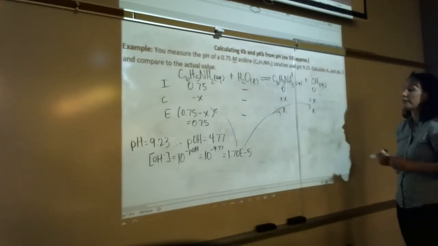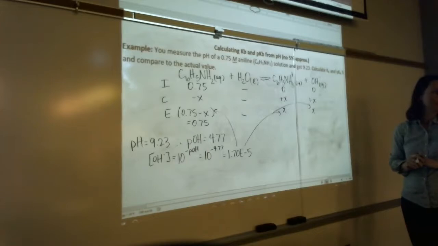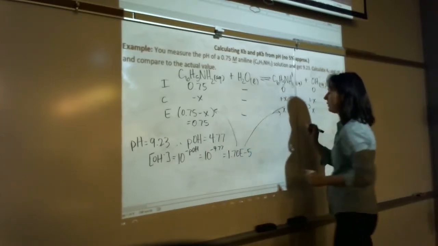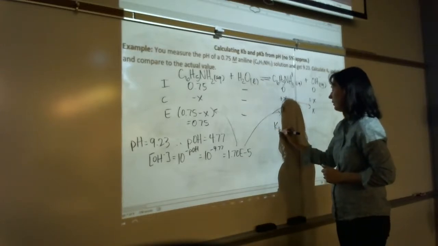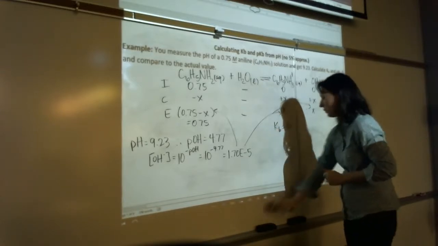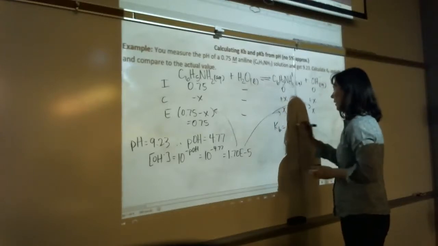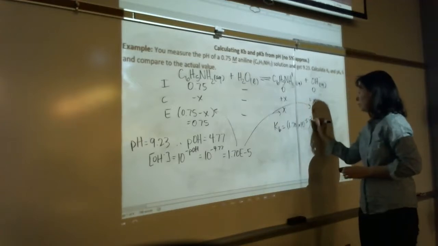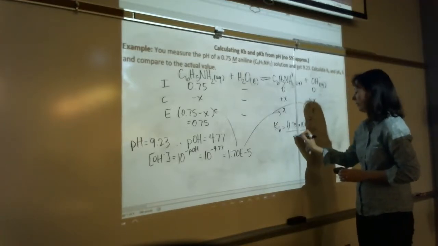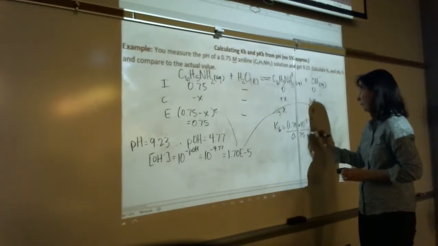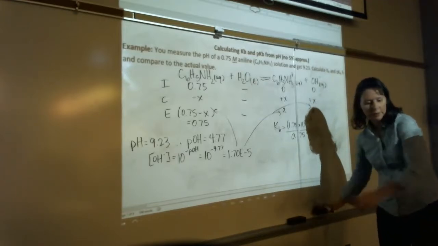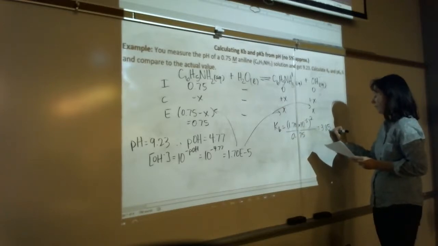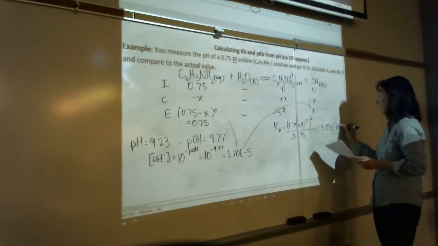Do I now have everything I need to calculate KB? Yes, I do, right? Because KB is this times this divided by this. So KB is 1.70 times 10 to the negative fifth squared divided by 0.75. So I got 3.85 times 10 to the negative 10th.